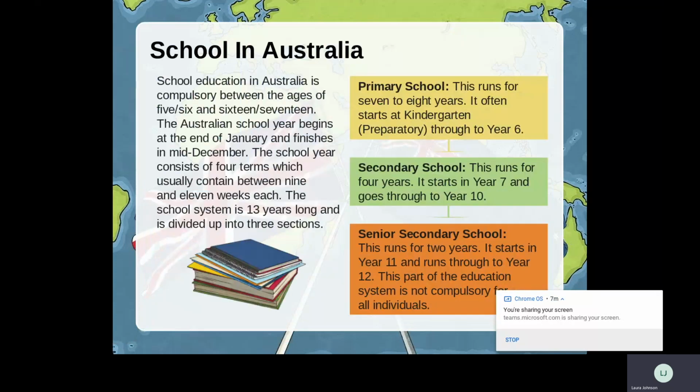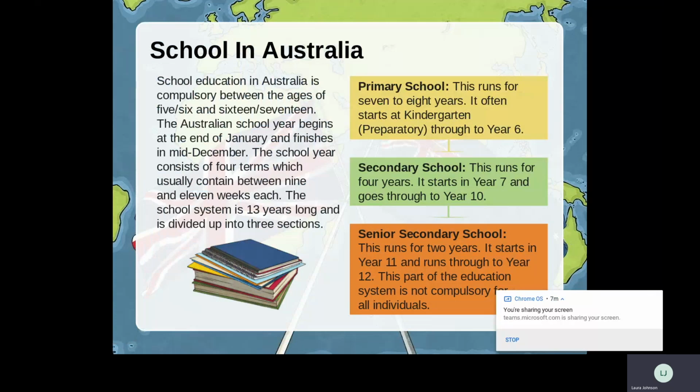School in Australia. School education in Australia is compulsory. That means you have to go between the ages of 5 or 6 and 16 or 17. The Australian school year begins at the end of January and finishes in mid-December. We don't start school in January. We start school in September and we finish in July. So that's something that's different.